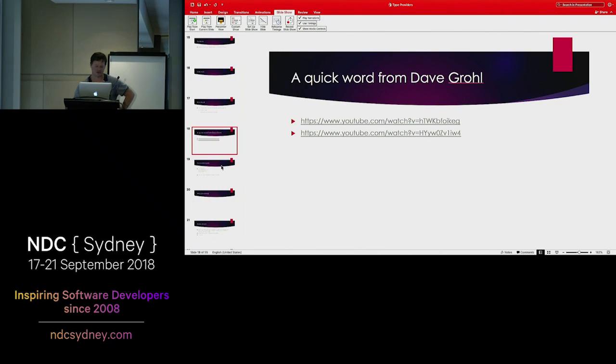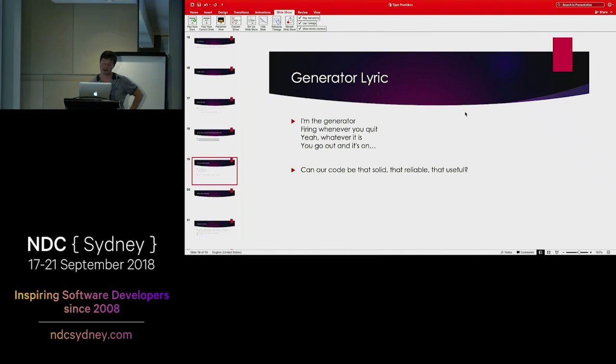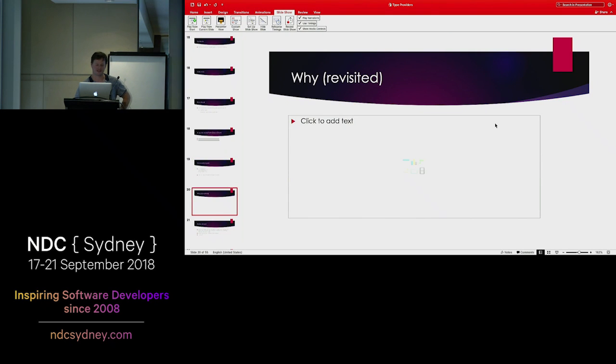Here we go. Back to the generator lyric: "I'm a generator, firing whenever you quit. Whatever it is, you go out and it's on." Can code be that solid, that reliable, that useful? And then back into why you came.